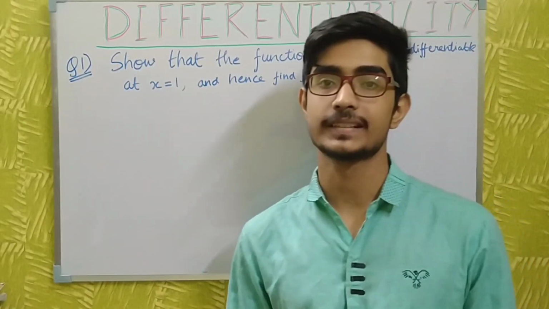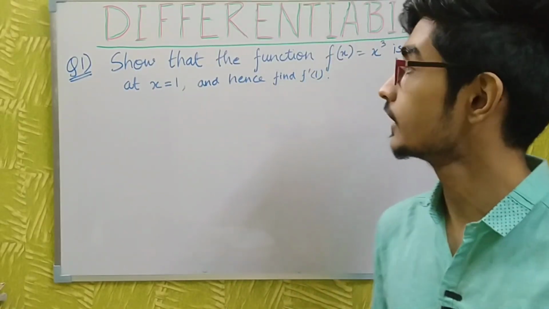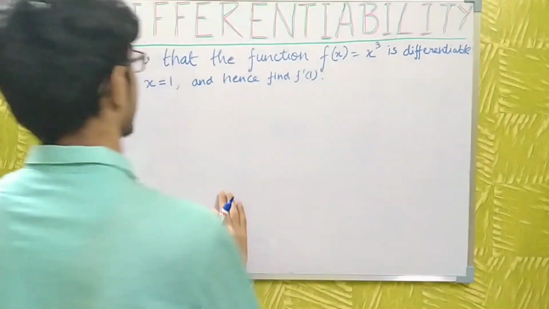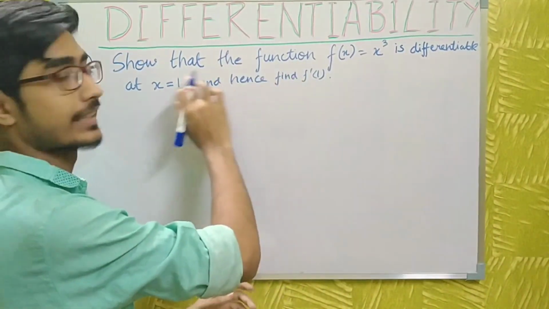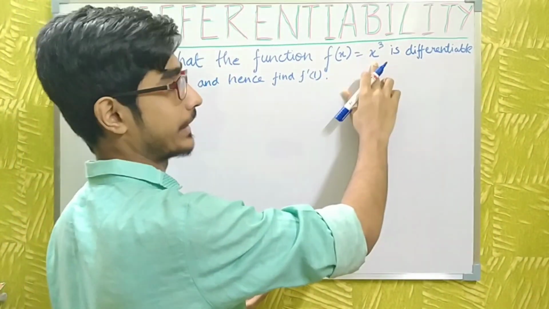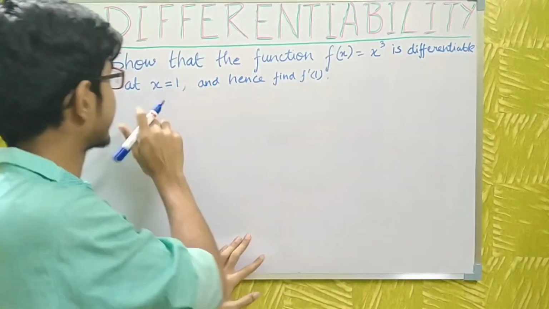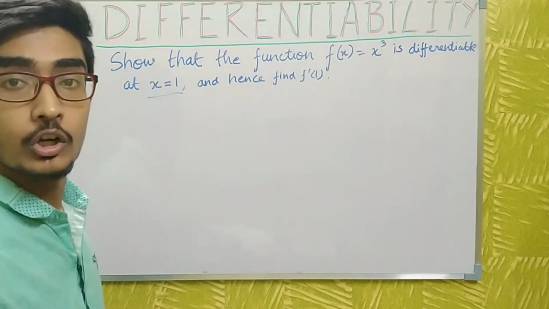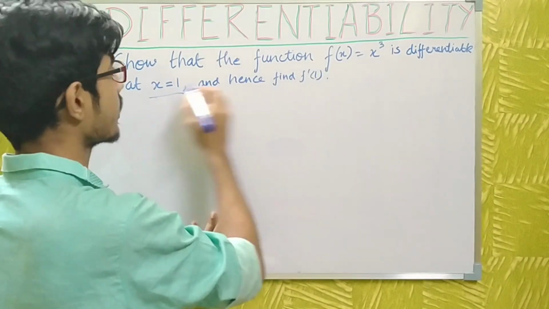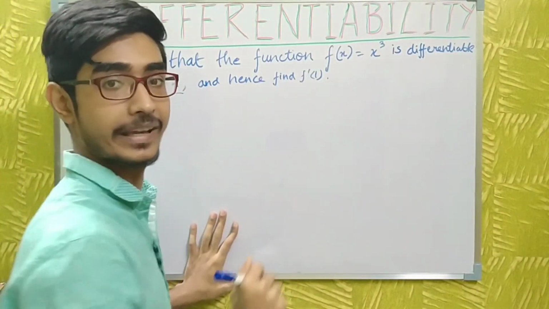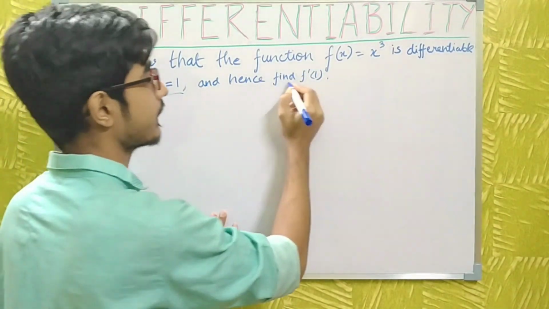So now I am going to discuss the sums on differentiability. The first sum is that I have to show that the function f(x) equals x cube is differentiable at x equals 1. I have to show the differentiability at x equals 1 of this function f(x) equals x cube, and hence I have to find f dash 1.